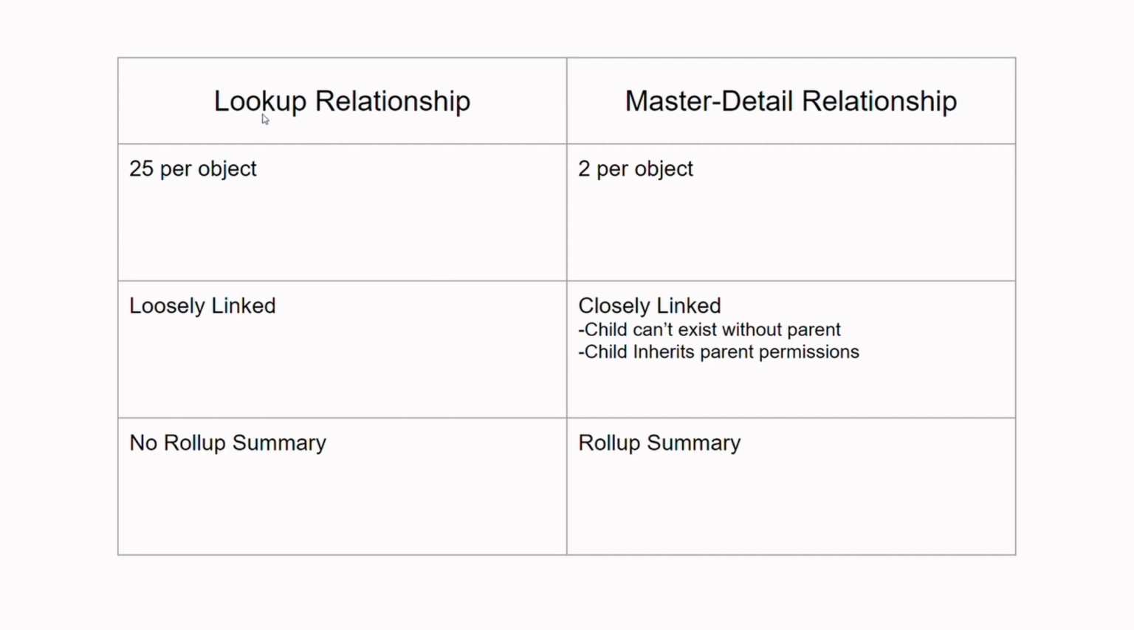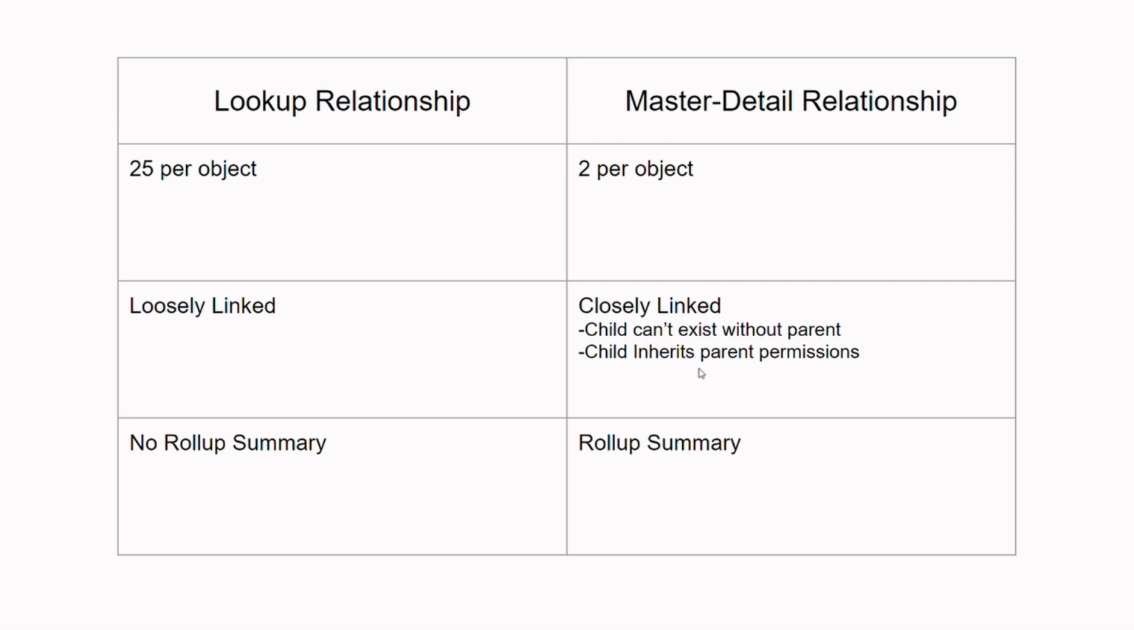So the differences: lookup relationships can have up to 25 per object. Master detail relationships, there can be 2 per object. The main difference between them is that the lookup relationship is loosely linked, while the master detail relationship is closely linked. What that means is that the child can't exist without the parent. So if you create a record of the child, you have to say who the parent is, so you have to fill out the master detail field. And if you delete the parent, it also deletes the child.